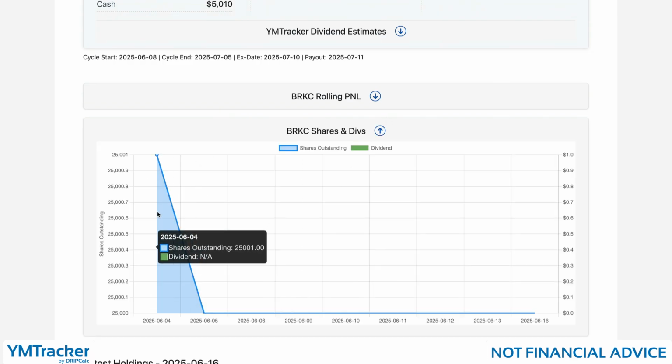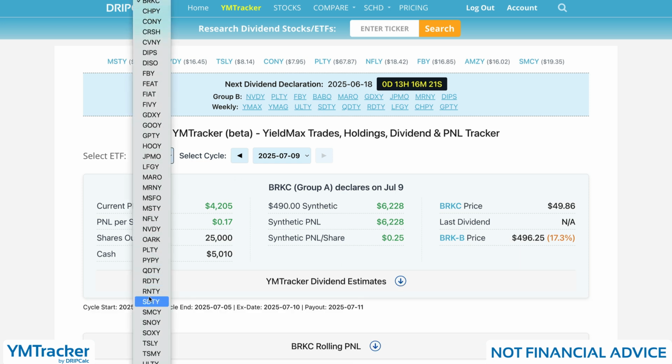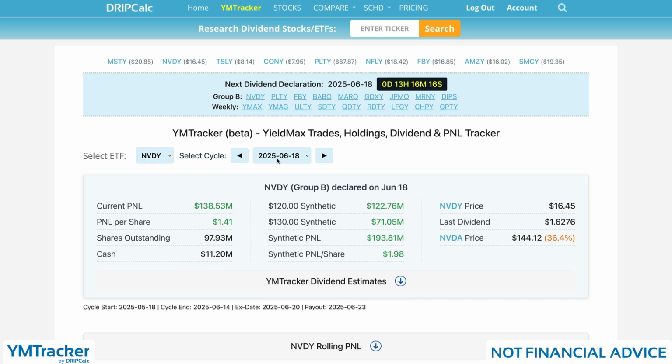As you can see right here, the shares outstanding. I don't know why this says 25,001. Probably they just entered something incorrectly, like a fat finger, but whatever. So same thing, how much they've earned so far, and the estimate and whatnot. So all you have to do is select the fund, and the system will automatically display the fund you need.